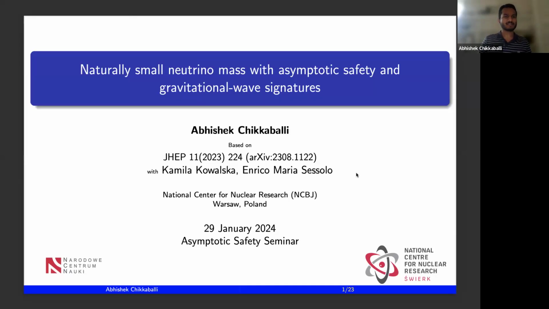I'll be presenting my recent work, which was done in collaboration with Kamila Kowalska and Enrico Cecilo, where we extended their earlier work on a dynamical mechanism to generate small Yukawa coupling in the asymptotic safety framework. Particularly, we studied the feasibility of such a mechanism in two different models from the asymptotic safe gravity perspective. And we also investigated some of the gravitational wave signatures associated with one of these models.